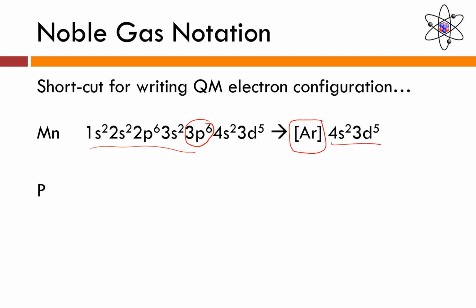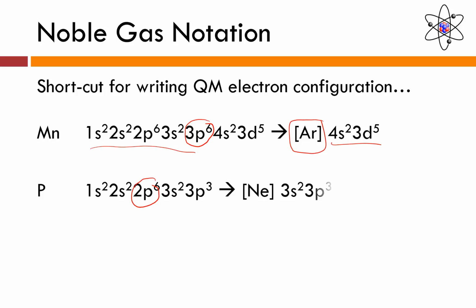Let's try another one. Phosphorus. We write out the whole configuration. We want to go back to the last filled P sublevel. Looks like it's going to be 2p6. If you check the periodic table, that corresponds to neon. So we can just cut off those first three and just write the Ne in brackets, 3s2, 3p6.